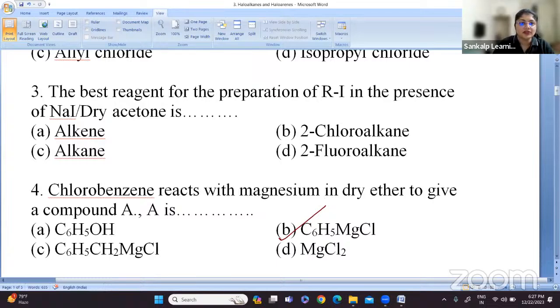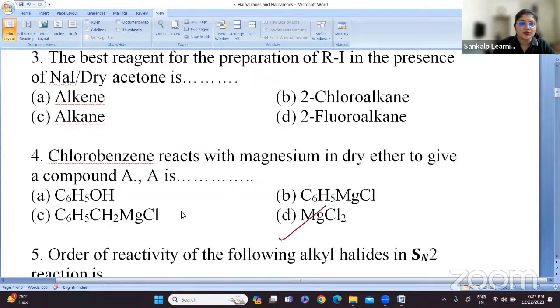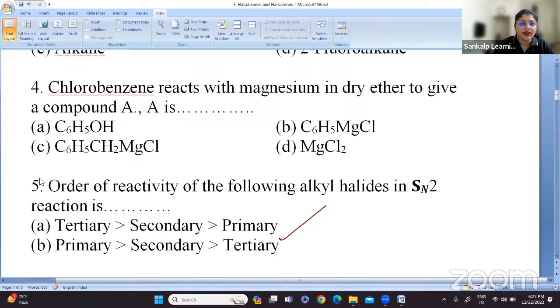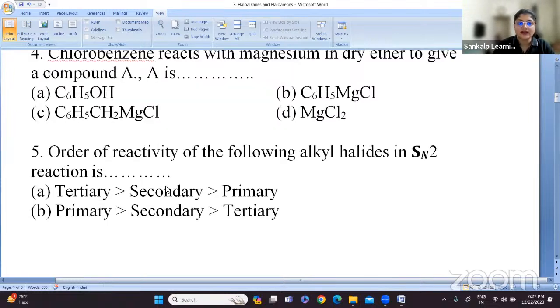Fine. Moving further, question number five. The order of reactivity of the following alkyl halides in SN2 reaction is. What is the order of reactivity of the following alkyl halides in SN2 reaction? Remember, what is SN1? Substitution, nucleophilic, unimolecular. Here, the rate of the reaction depends on only one thing, that is the substrate.